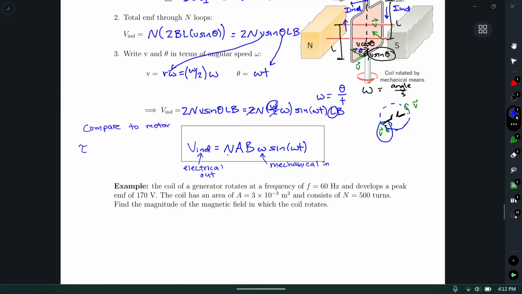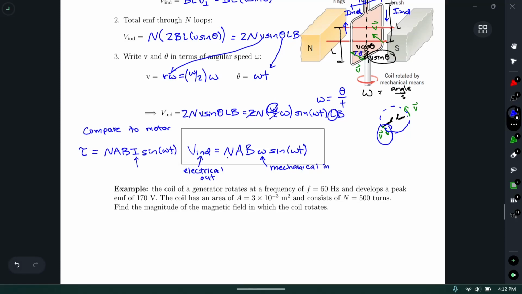we found that the torque on a coil in a motor is NAB, the same stuff as here, but multiplied by the current through each loop in that motor times the sine of omega t. So here, again, this is stuff about the field and the loop we choose. We can control the current through it. That is an electrical thing we can control, and convert that to a torque, a rotation. So we get something mechanical out. This is why we say that generators and motors are the inverse of each other, and in many cases you can turn a motor into a generator and vice versa.